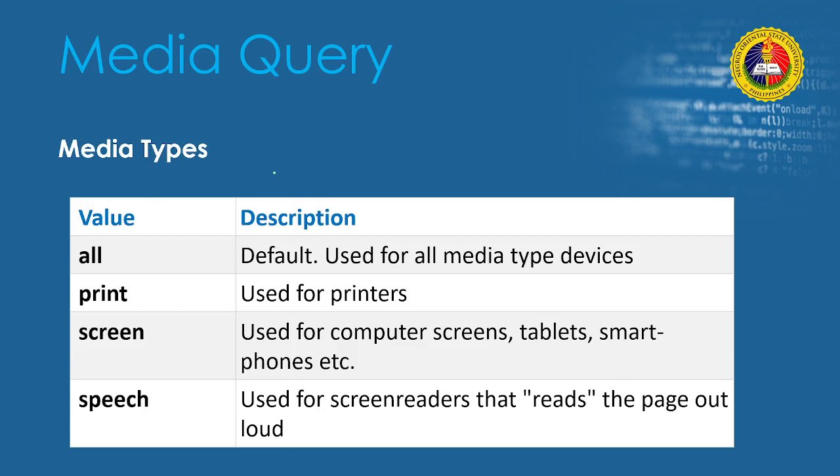We have all, which is used for all media type devices. Then we have print, used for printers, screen, used for computer screens, tablets, smartphones, etc., and speech, used for screen readers that read the page out loud. Basically, it is the device where our website is going to be displayed. So all means all media types.